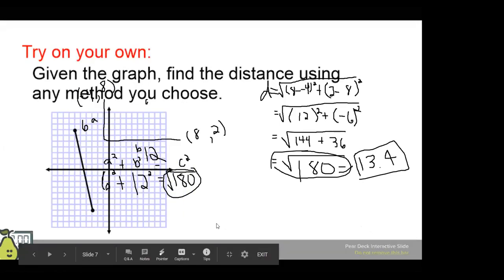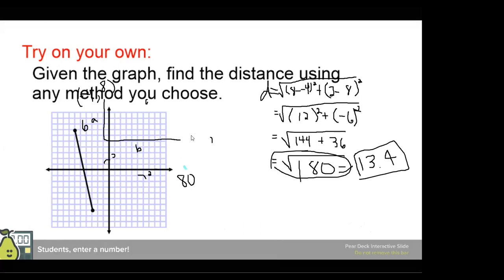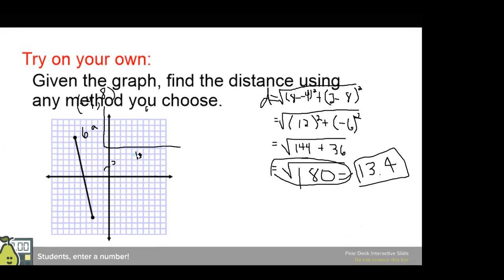All right. See if maybe you can try this on your own using whatever method. So if you want to use the distance formula, use the distance formula. If you want to use the Pythagorean theorem, use the Pythagorean theorem.